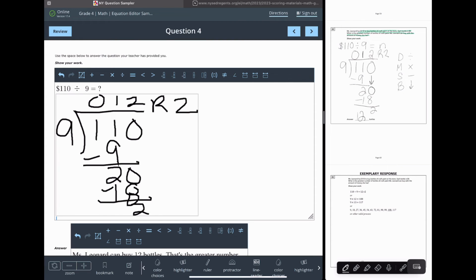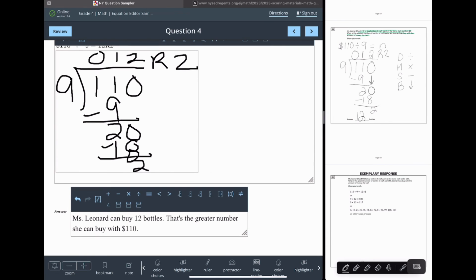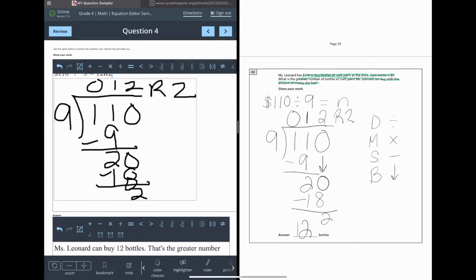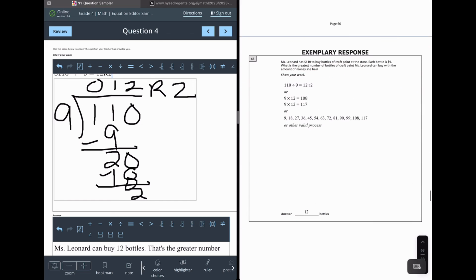110 divided by 9 is equal to, and I can put my answer, 12 remainder 2. All right, so that's it. And that's all I had to do to show how I got 12 bottles. And I have a remainder 2. So let's look at some kid answers, so you can see the different ways you can solve it.